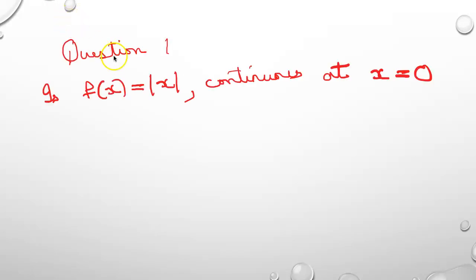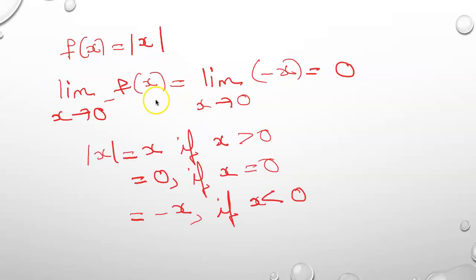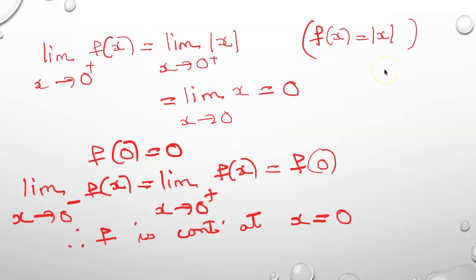So if f(x) equal to mod x, is this function continuous at x equal to 0? So we take the limit as x tends to 0 to the left of f(x). Now mod x equal to x if x greater than 0, equal to 0 if x equal to 0, equal to minus x if x less than 0. So the limit as x tends to 0 to the left of mod x means x is less than 0. So mod x will be minus x. And when you substitute x as 0, the limit is 0.